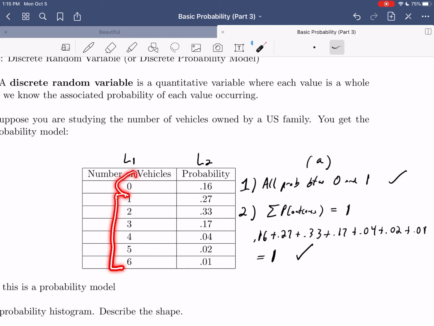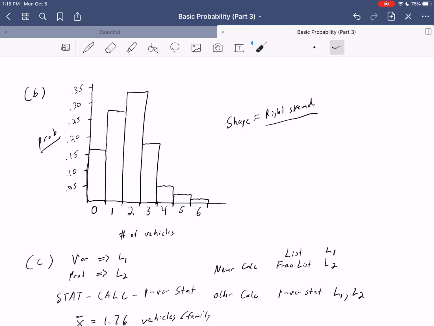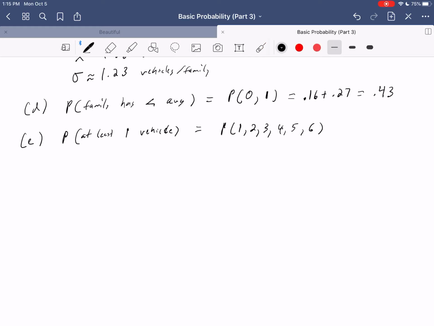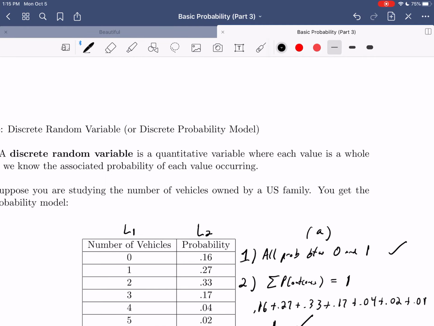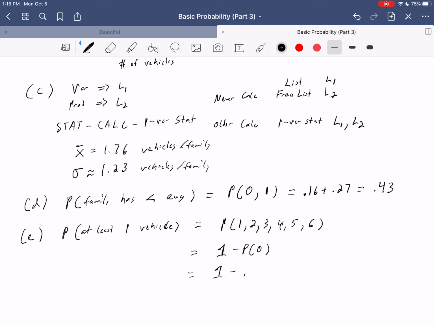The only way that that doesn't happen is with 0. So we can use the complement rule and do 1 minus the probability of 0 vehicles, which has a probability of 0.16. So 1 minus 0.16 is 0.84. So the probability that a family has at least 1 vehicle is 0.84. Or you can phrase it, if you want, as a percentage: 84% of U.S. families have at least 1 vehicle.